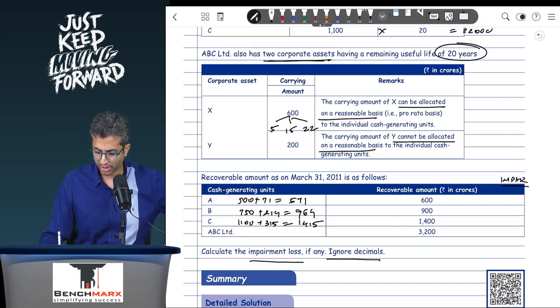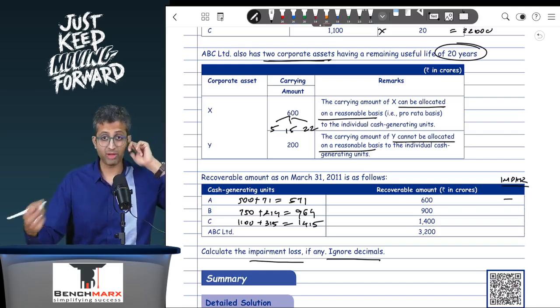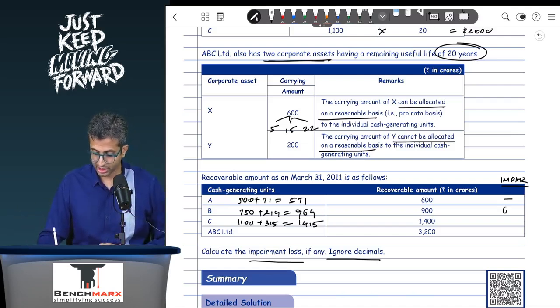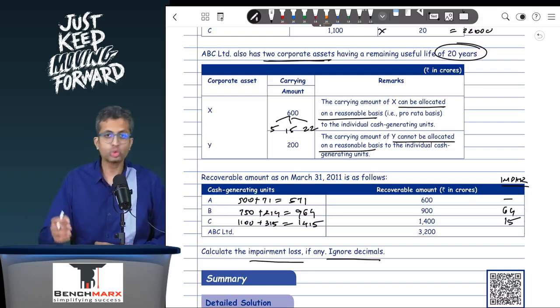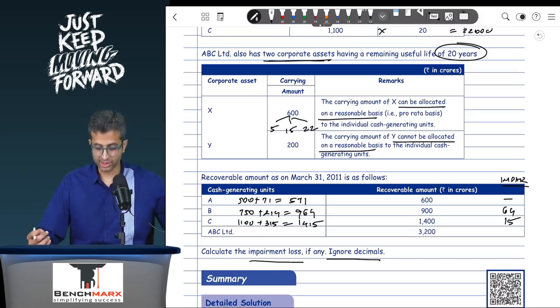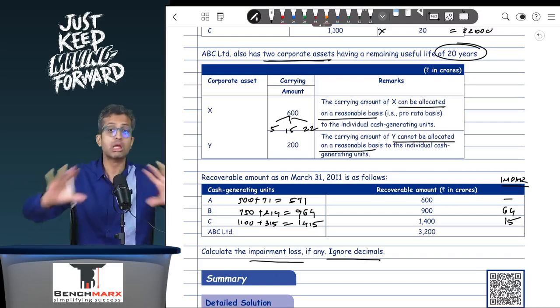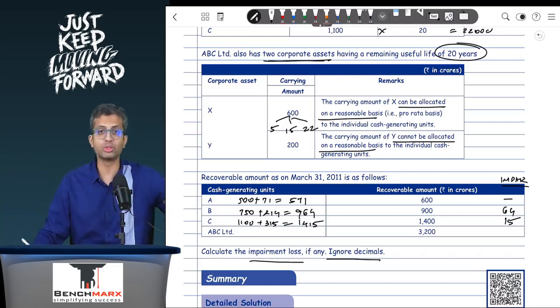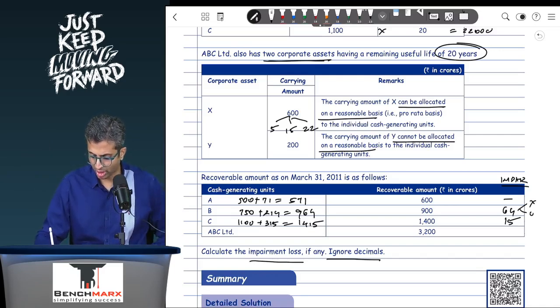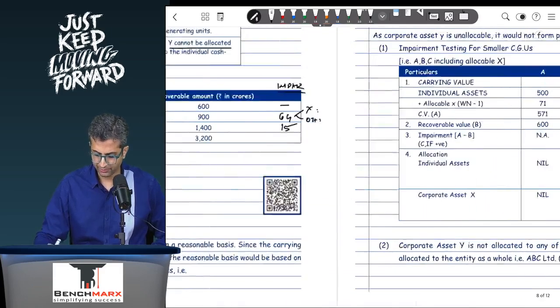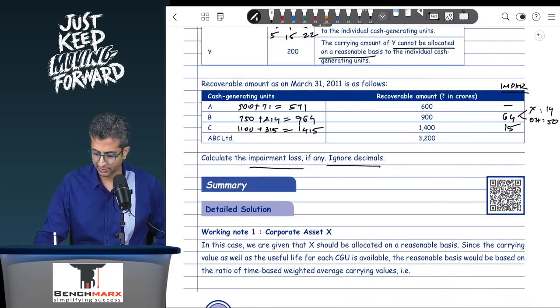In A there is no impairment because 571 and the recoverable value is 600, so you can recover more. For B there is a 64 impairment. For C there is a 15 impairment. Now out of this 64, first attribution will go towards goodwill, but there is no goodwill, and hence the entire 64 will be attributed to the corporate asset X as well as the other assets in CGU B in the ratio of their carrying values. Here you don't take the carrying value into the useful life, you take the carrying value as required by Ind AS 36. So if you allocate this to X and to other assets, to X an allocation of 14 will be taken, and to the other assets 50.